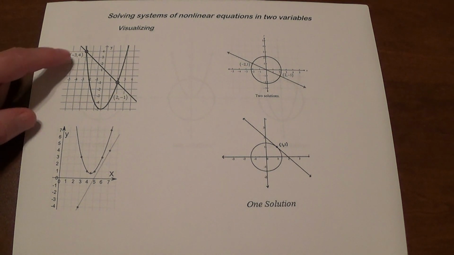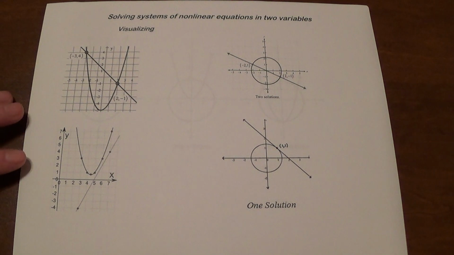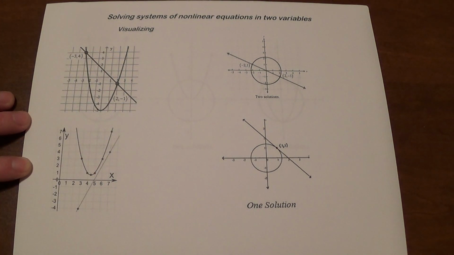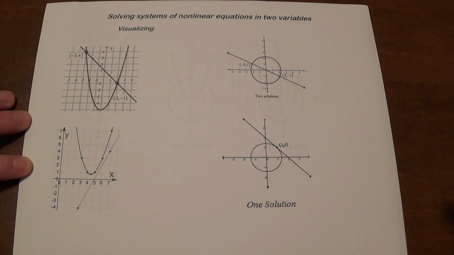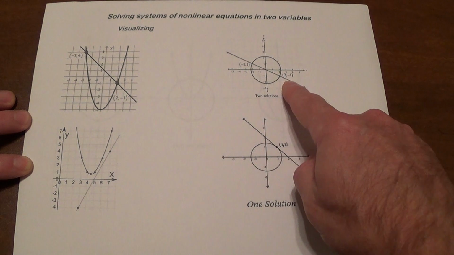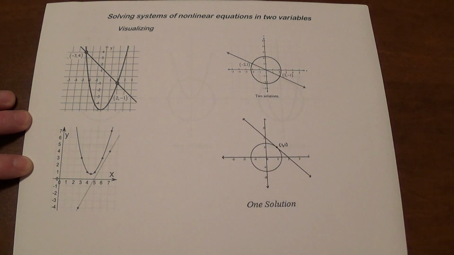Well, you can have a line and a parabola. Then there's a possibility of that intersecting at two different points. You can have a line and a parabola not ever touching each other. What else could you have? You can have a circle and a line. The circle could be intersected by a line at two distinct points. It could be tangent, and you're only going to have one solution there.